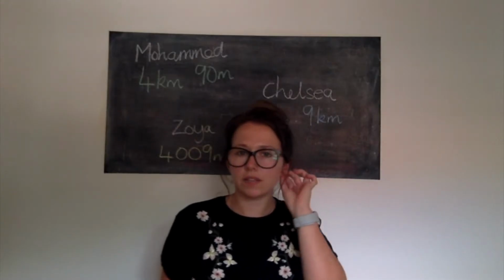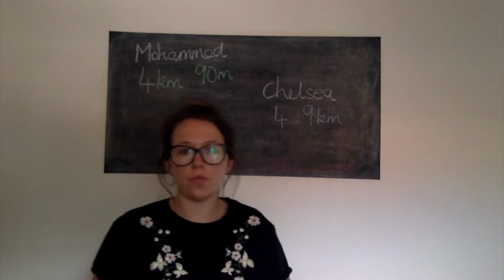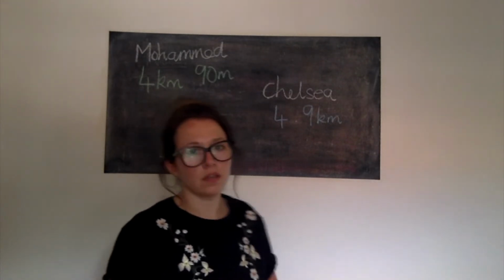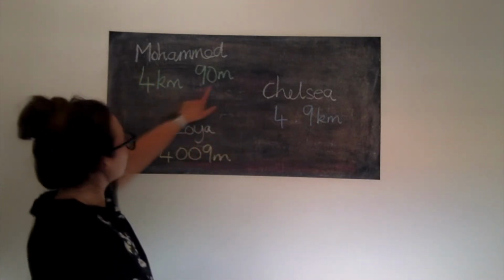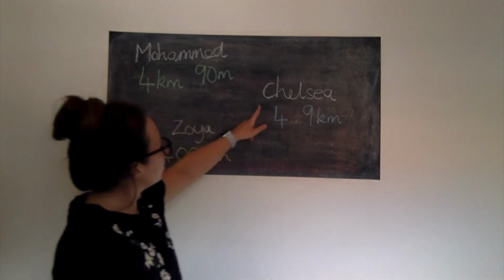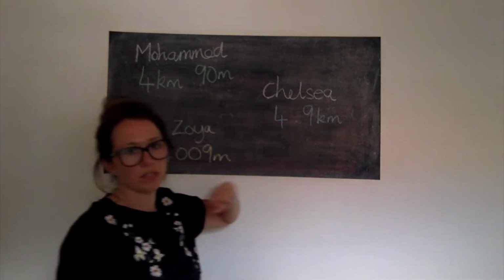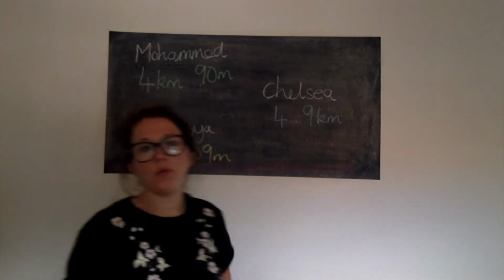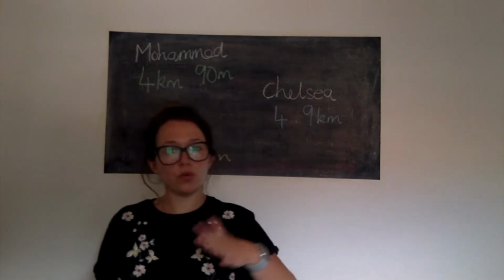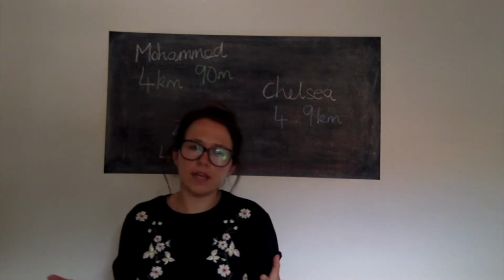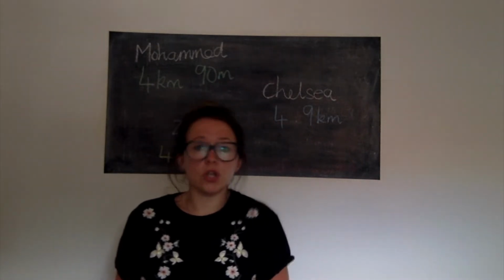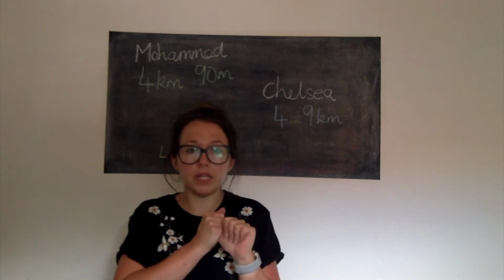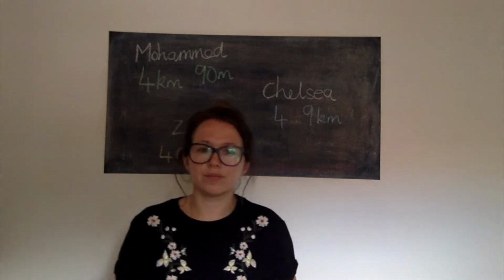Here's your first task of today. So, 3 children went running for 45 minutes. Mohammed ran 4 kilometres and 90 metres. Chelsea ran 4.9 kilometres and Zoya ran 4,009 metres. I want you to put these in order of who ran the furthest. Did they all run the same? And then see if you can show me all of your working out in metres and as kilometres.